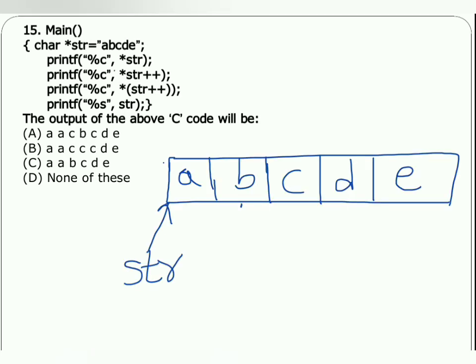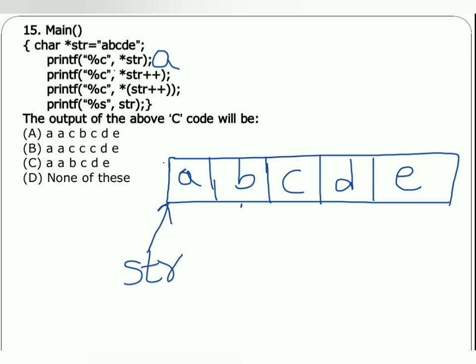So here the string pointer is pointing to the starting of the string. So let us solve this printf function. Here printf with pointer to string means it will print the first element of the string, that is the A.